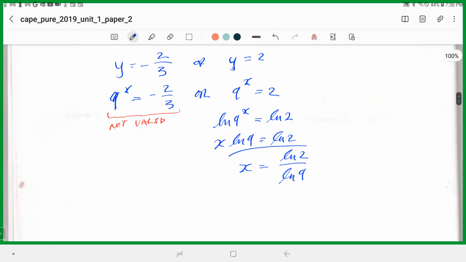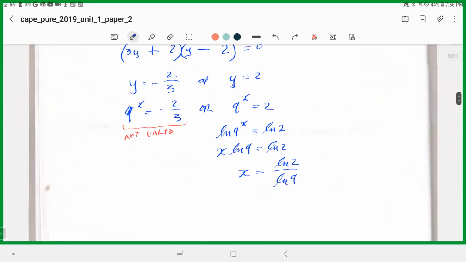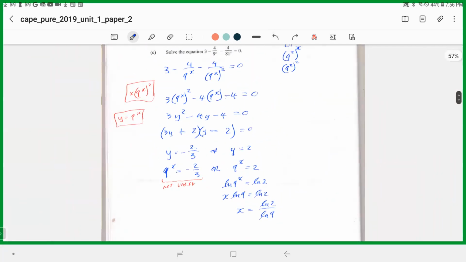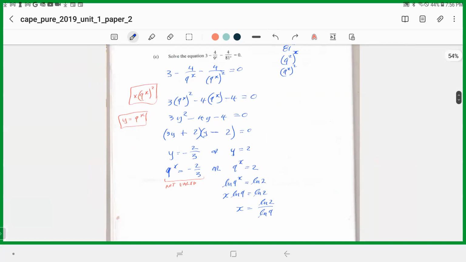I can leave this as the answer. You won't be penalized if you leave it as the answer. If you leave this as the answer, it is still correct. You could work it out on the calculator and give decimals, but if you want to give an exact answer, you give ln 2 over ln 9.